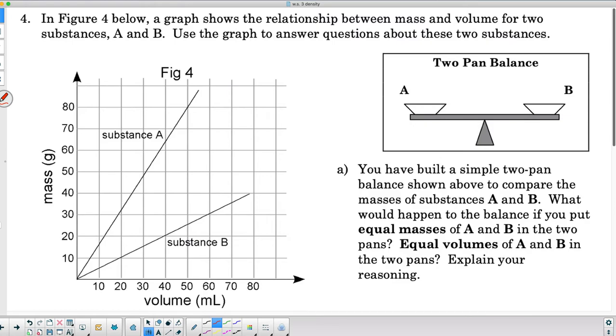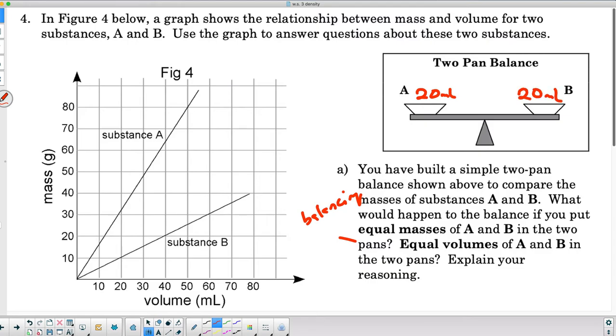Okay, what would happen? Of course, if you put equal masses, that's what the pan balance measures, say, 10 grams and 10 grams, and then it balances. Okay, so for the first part of this, obviously we're going to say that it's balancing then, if it's equal masses. Now if it's equal volumes, there's the question. What happens if I have, I don't know, let's just pick a number. How about 20 milliliters of A versus 20 milliliters of B?